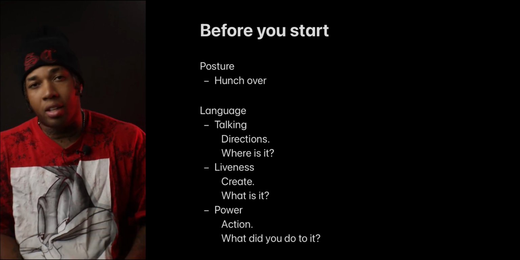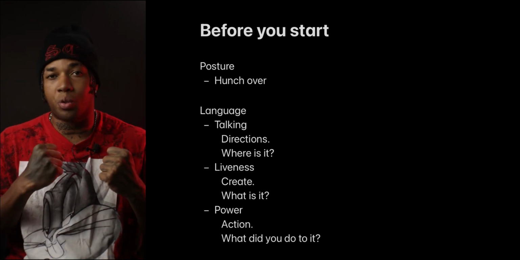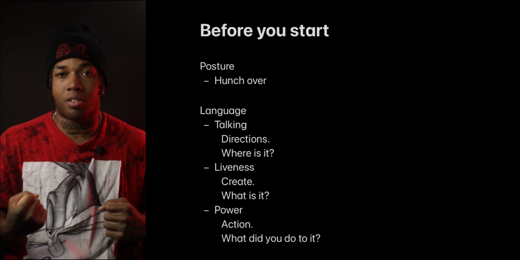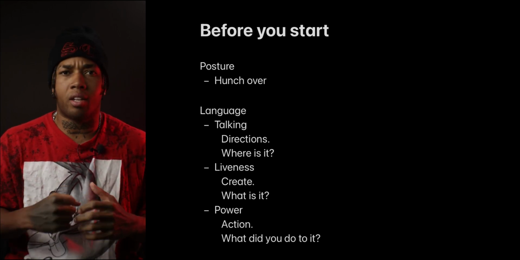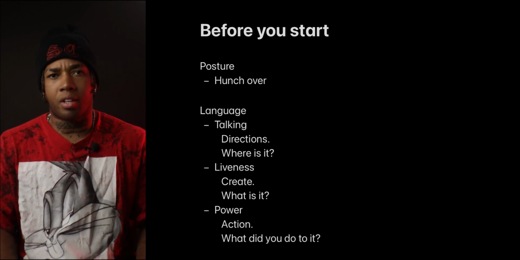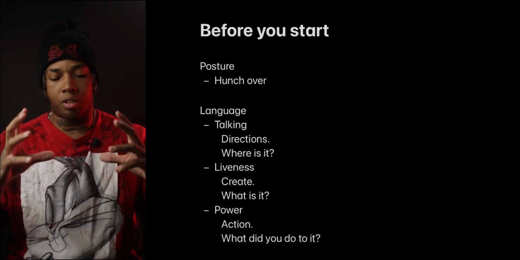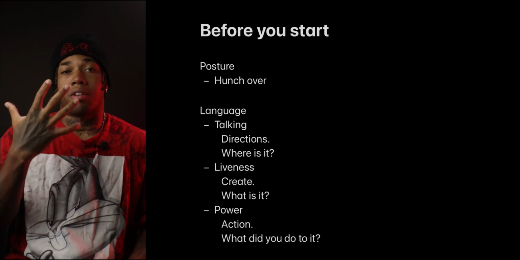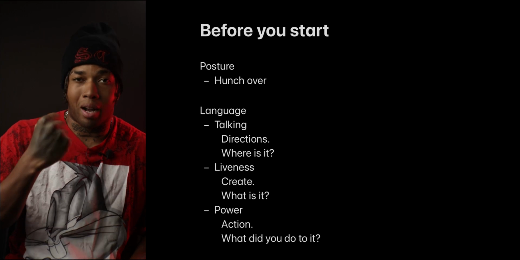And then the last one is our power. Closed fist. This is where we get to show what we're doing. This is our actions. This is where we get to say, did we hit it? Did we grab it? Did we yank it? Did we throw it? These are different things that we can do to the creation of what we're making. So again, we have talking, we have liveness, and then we have our power.